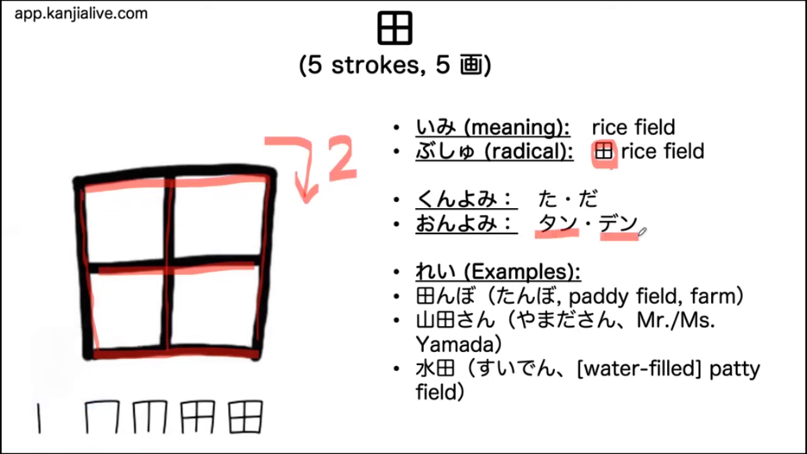Okay, so look at examples. Tambo, this is ta, right? So tambo means paddy field or farm. Okay, and Yamada-san, this is also a very famous family name in Japan. And again, san is one of the honorific titles in Japan. And we can say kun as well. We sometimes say Yamada-san for girls, Yamada-kun for boys.